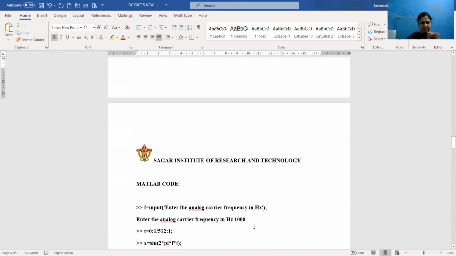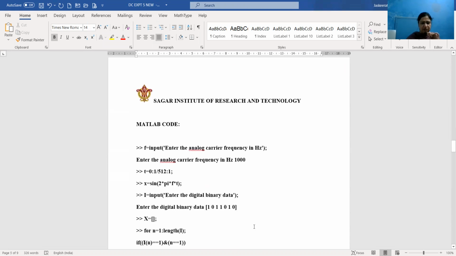Now here we will see the Matlab code for the generation of the ASK modulated signal. First thing, we will enter the carrier frequency. For that we will write the code f = input('Enter the analog carrier frequency in Hertz'). When we run this command, it will ask for the analog carrier frequency in Hertz. So here the entered value is 1000.